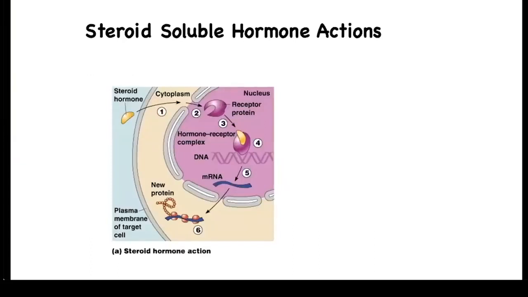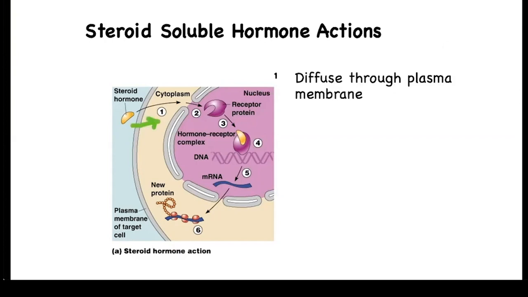Let's look at where the receptors for the hormones are located and what happens once the hormone binds to its receptor. We're going to begin with steroid-based hormones. So let's look at the steroid-soluble hormone actions.